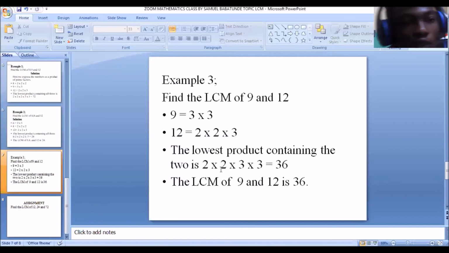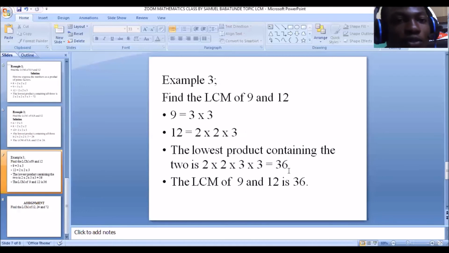And this will give us 2 times 2 will give us 4. 4 times 3 will give us 12. And 12 times 3 will give us 36. So we say the LCM of 9 and 12 is 36. The LCM, lowest common multiple of 9 and 12 is 36.